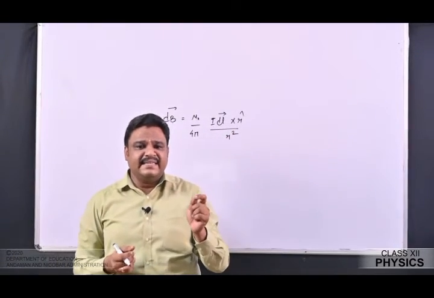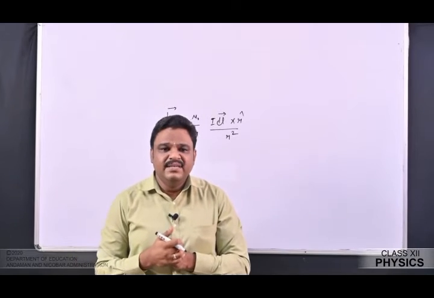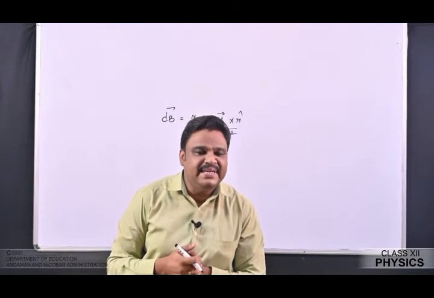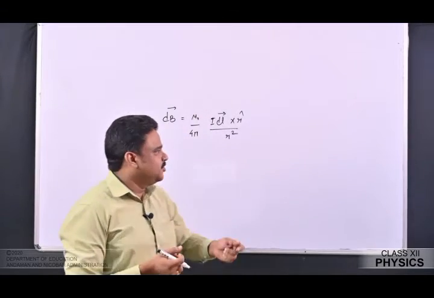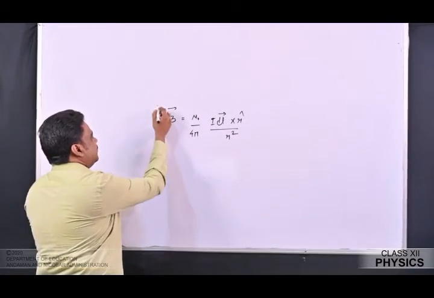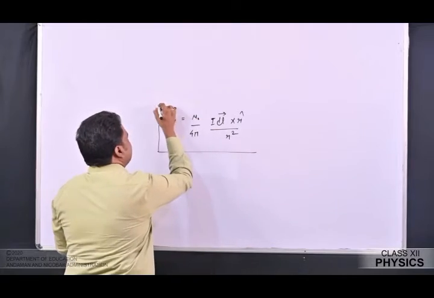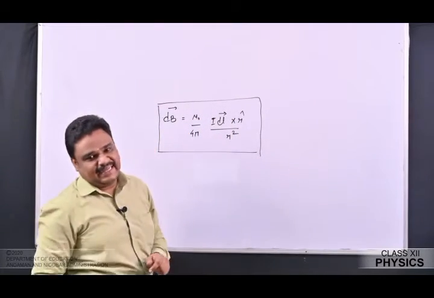Once again, a conductor carrying current is placed somewhere. What is the magnitude and direction of the field due to a small part of the conductor at a point near it? Magnitude wise and direction wise, this equation clearly establishes the magnetic field due to a current element.